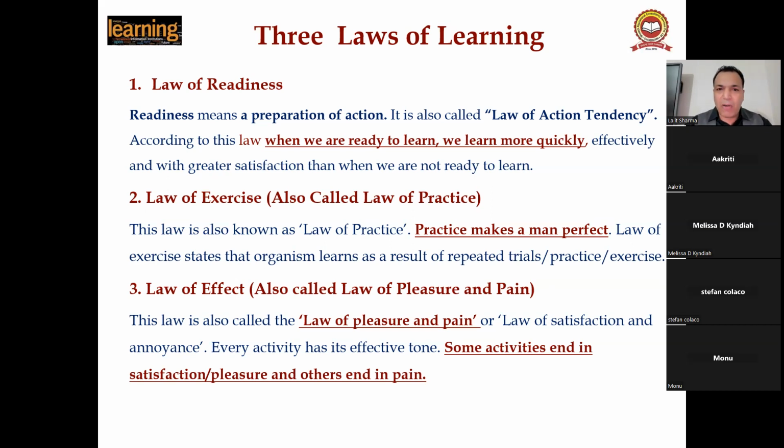Third is the law of effect, also called the law of pleasure and pain. This law is called the law of pleasure and pain, or the law of satisfaction and annoyance. Every activity has its effective tone. Some activities end in satisfaction, pleasure, and others end in pain, right? So naturally this happens. Some activities we learn with pleasure, and some end up with pain. Okay, so these are the three laws of learning.